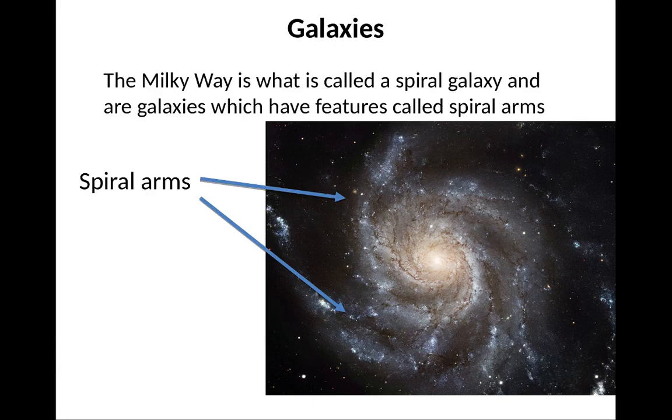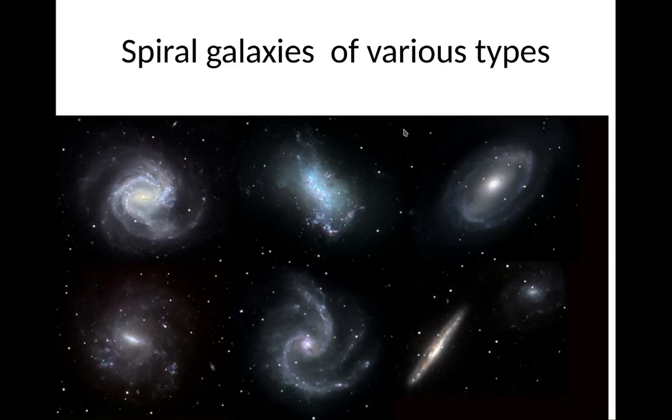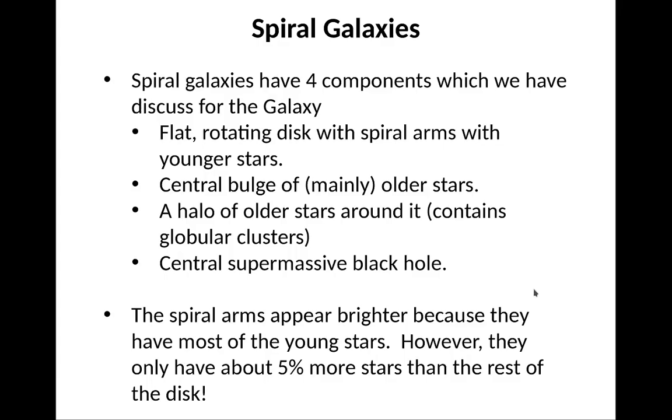So let's talk a little about types of galaxies, all right? The Milky Way is what's called a spiral galaxy, and what distinguishes these galaxies is that they have features called spiral arms. This is a beautiful picture of the Whirlpool galaxy with these beautiful spiral arms, right? And there are spiral arms of various types. For instance, this is a multiple arm spiral. This is a bar spiral. That's another bar spiral. This is a two arm spiral. This is a spiral seen edge on. And this is maybe a dwarf spiral.